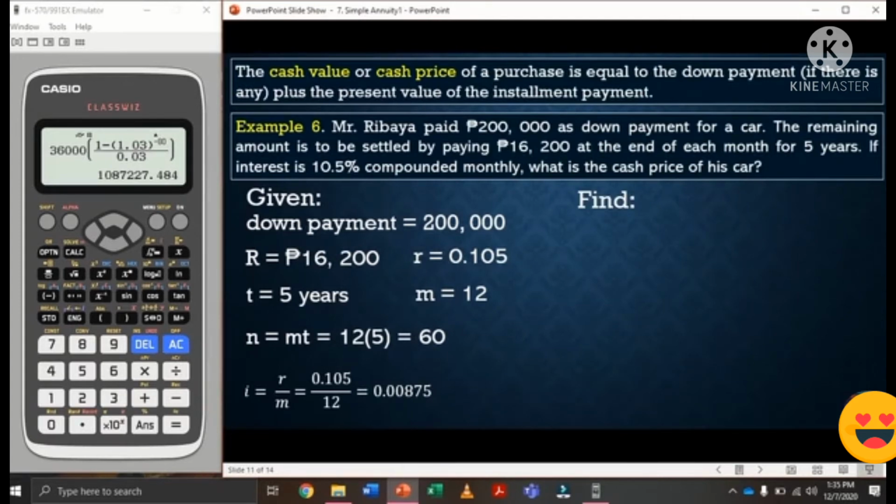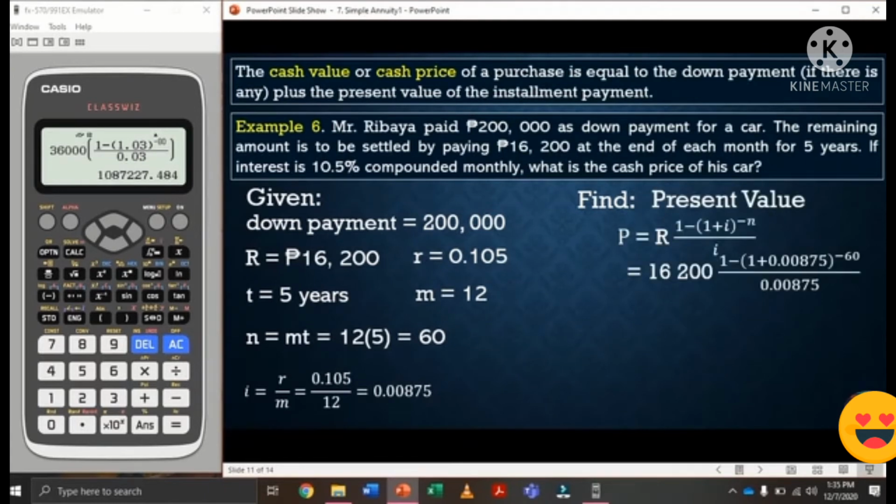Okay, so anong hinahanap natin? The cash price. So bago natin makuha yung cash price, kailangan muna natin kunin yung present value. Okay, kasi para makuha natin yung cash price, that is the down payment plus the present value. So yung present value muna ang kailangan natin kunin. So using the formula, substitute all the given values. 16,200 times 1 minus 1 plus 0.00875 raised to negative 60 over 0.00875. And the answer is 753,702.20. So, yan yung present value.